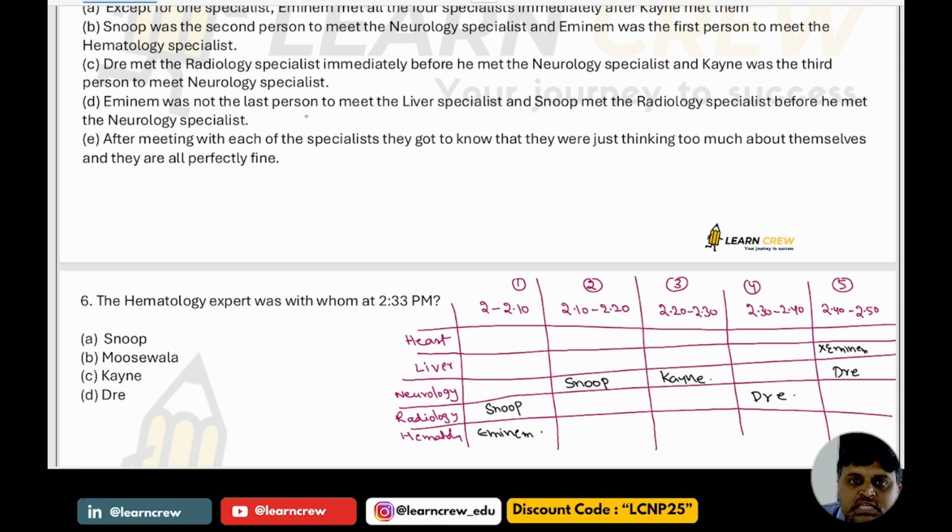Eminem was not the last person to meet the liver specialist. It is already fixed. And it is given that except one specialist, Eminem met all the four specialists immediately after Kane. Eminem is here. So the remaining person here would be Moosewala. I hope it is clear.